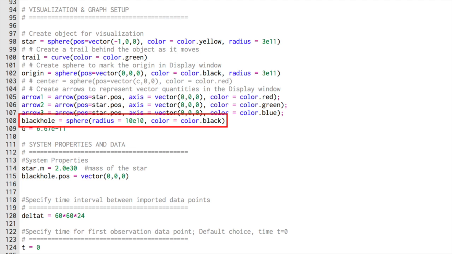First, I inserted a few initial conditions. I created a black hole for visualization purposes. I also assigned the value of G, the universal gravitational constant. I input the mass of the star and the initial position of the black hole, as given in the lab introduction. Delta t, or the time interval between data points, is 1 day, or 86,400 seconds.